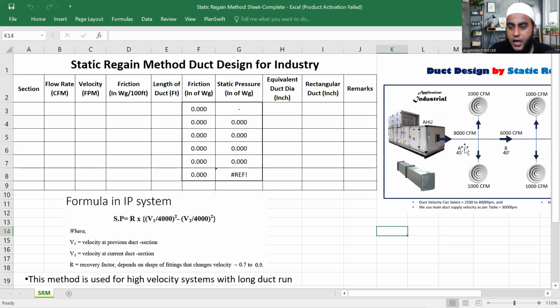For example, I'm going to start from here. What is our section number? First section, section A. So write down the name, section A. What is the CFM? Tell me fast, all of you, don't keep quiet. In section A, how much CFM? Okay, 8000 CFM, cubic feet per minute. We know the flow rate and the length also. The section A total length of duct is 45 feet, so I have written 45 feet.